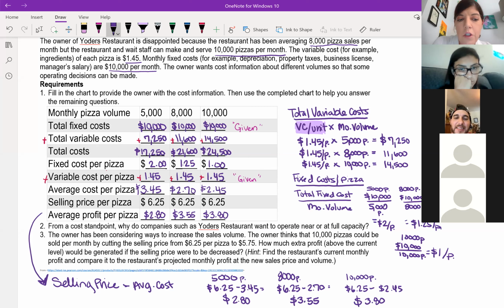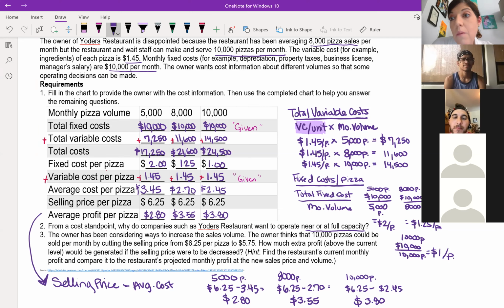For part 2, from a cost standpoint, why do companies such as Yoder's Restaurant want to operate near or at full capacity? Maximize average profit per pizza. It's maximize the fixed costs that you incur. But yeah, it's going to maximize the profit that you're going to earn.